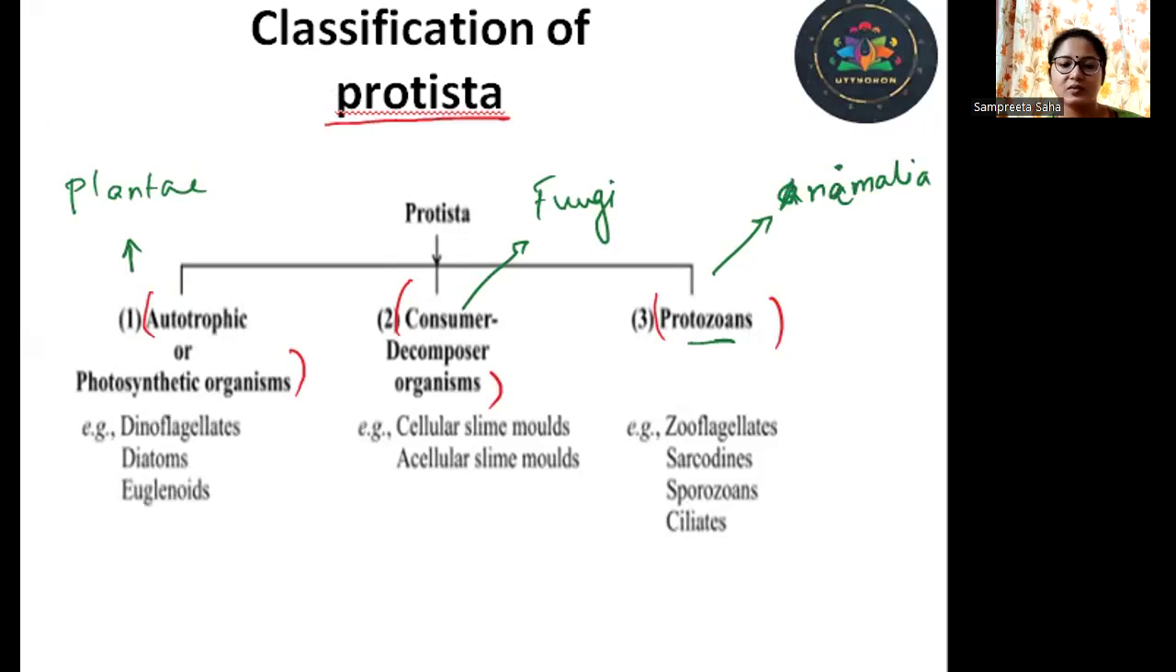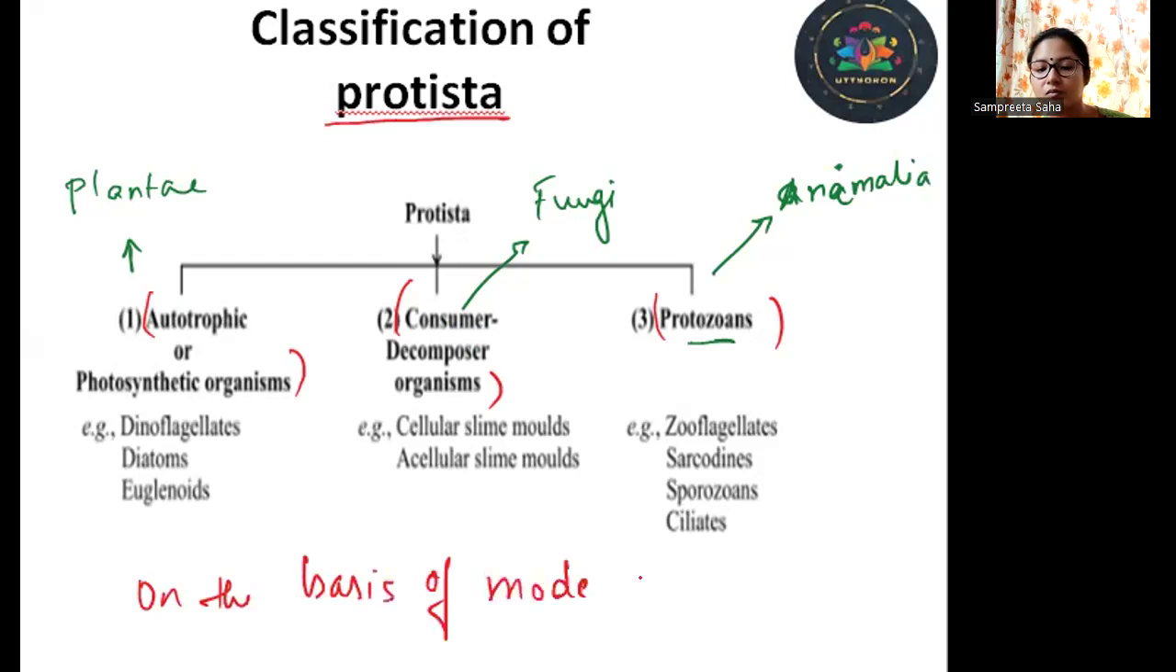So this classification, I'll refer to it in the next lecture. So for today, just know the main heads of classification that we will be doing, and this classification is on the basis of modes of nutrition. Students, remember, whenever there is a classification, there will be a basis for it. Obviously, when you are dividing, there should be a basis for it. So, on the basis of modes of nutrition, we have classified Protista into these three groups.